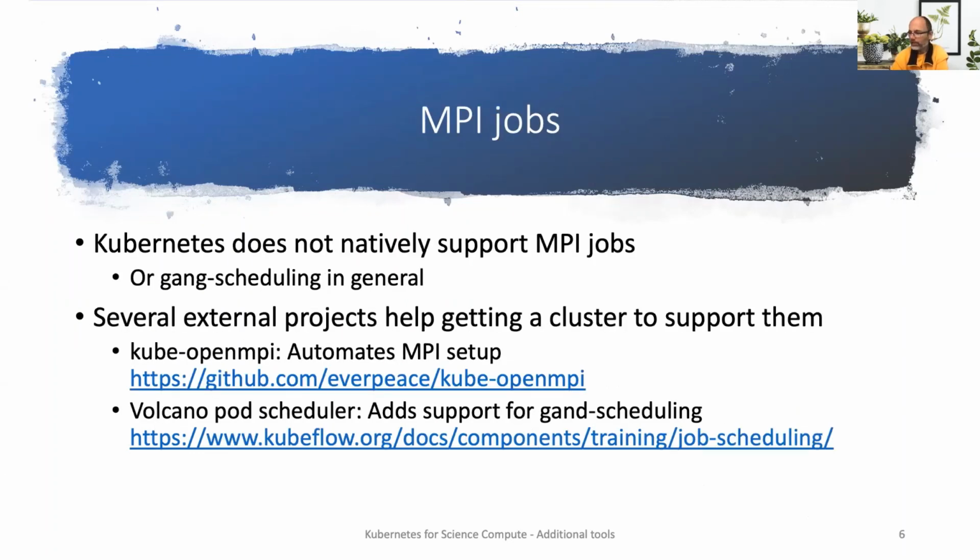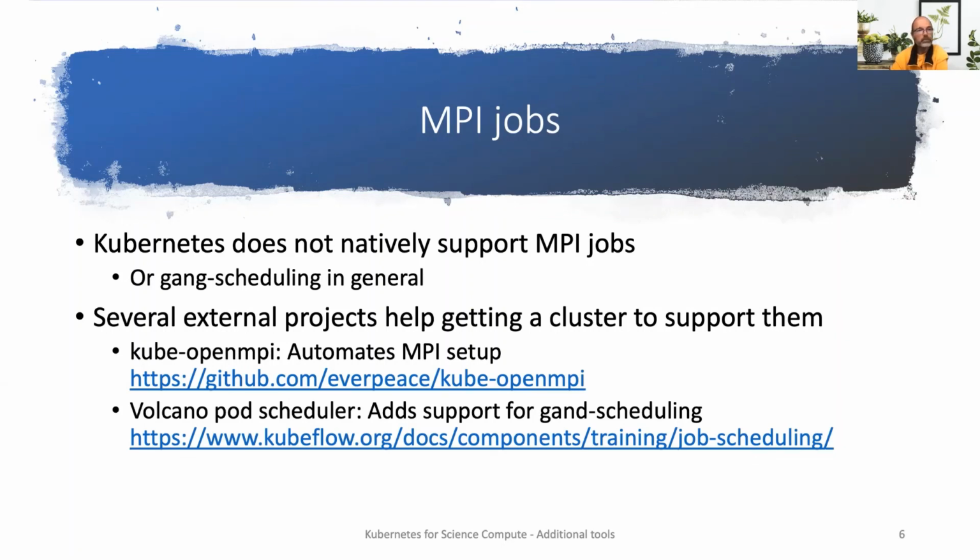And finally, since this is a supercomputing center tutorial, what about MPI jobs? We didn't have any MPI jobs in our hands-on, and for good reason. Kubernetes simply does not natively support MPI jobs or gang scheduling in general. It's optimized for single node applications and very loosely coupled microservices that talk to each other. And for that, you have Helm.